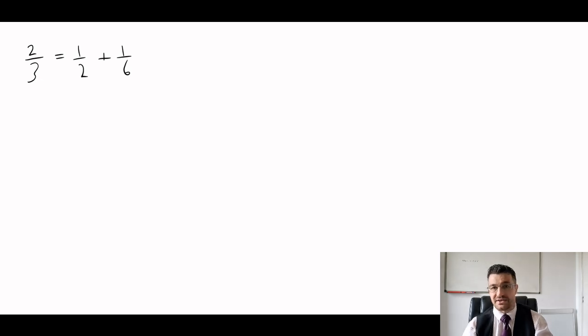Okay, so for the first one, 2/3. To express this in friendly form, I didn't really have to do much work for this one. It just seemed kind of obvious to me that this is equal to 1/2 plus 1/6. It's just one of those things that I knew. I knew that 2/3 is equal to 1/2 plus 1/6. So there wasn't really any method there that I could give you. Okay, for the next one, 2/5.